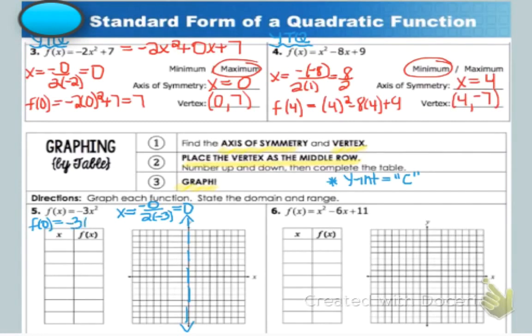where x is, and I find out that that is also 0. So this one has its vertex at (0, 0). Right there at the origin is the vertex, and I'm going to label that. I'm going to put it in my table and locate it somewhere near the middle. So say we put it right in here, (0, 0), and that's the vertex.